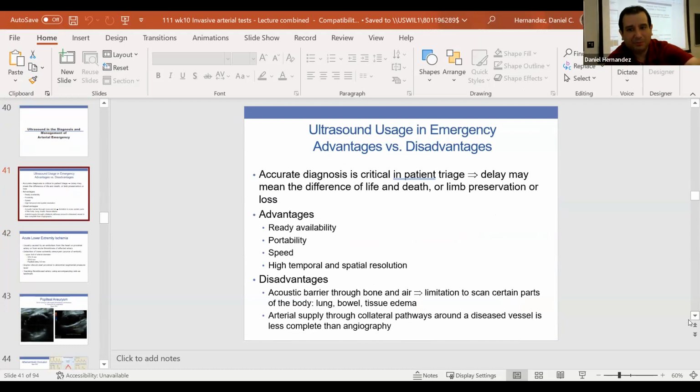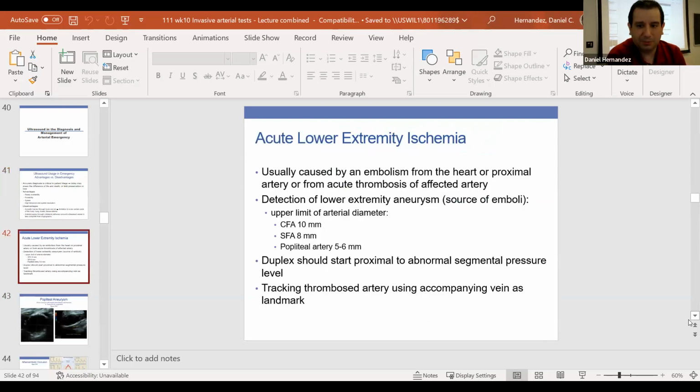So sometimes, delay in ultrasound in critical care can be the difference between life and death, limb preservation or loss. So exams that are stat, I want you guys to really treat them as stat, and be able to learn the differences of what constitutes urgent and emergent findings.